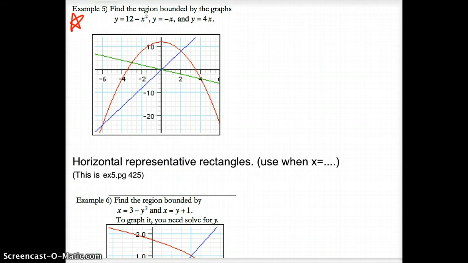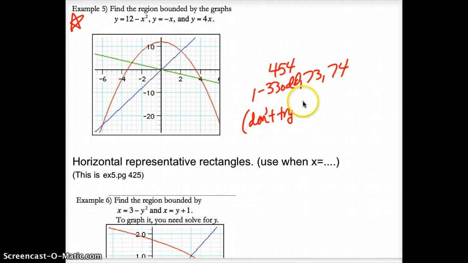If you don't want to get too far behind, you could start page 454, 1 through 33 odd, 73, 74, but if you're going to go tackle a couple of these, don't try 13, 17, 31, 33, 73, or 74 yet. You will not know how to do those yet. And we're done.